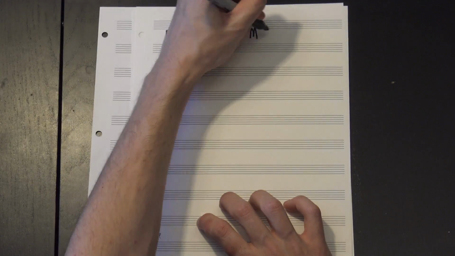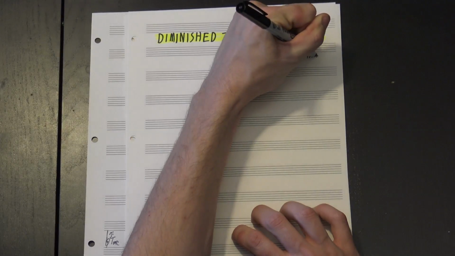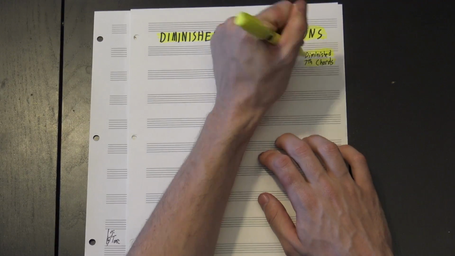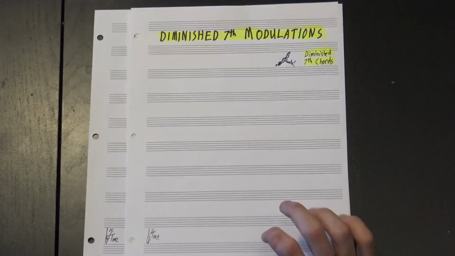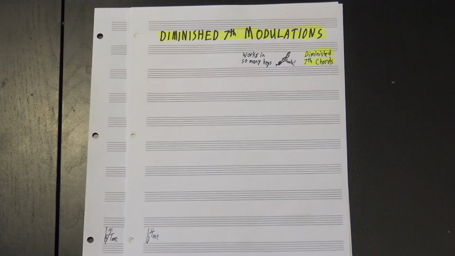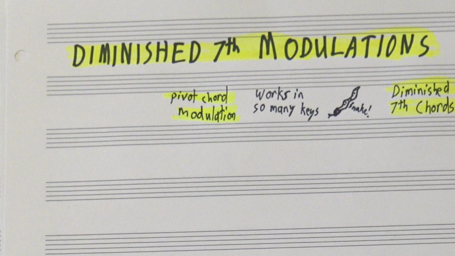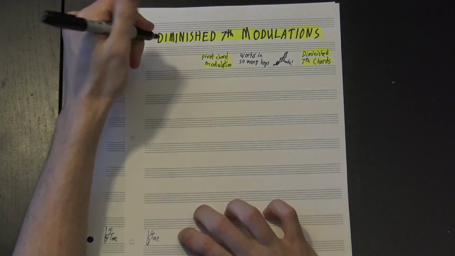Today we're going to talk about diminished 7th modulations. If you haven't seen our first video on diminished 7th chords, here it is, you're going to need it. Anyway, after we posted that video, someone asked if these chords work in so many keys, wouldn't they be great for pivot chord modulation? And the answer is, yes.